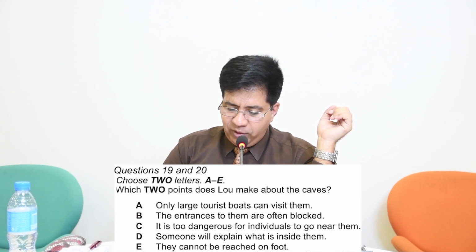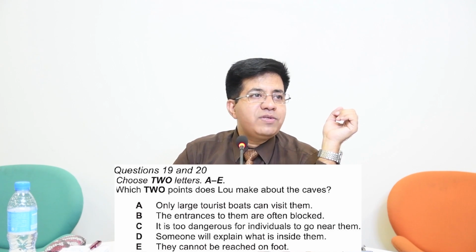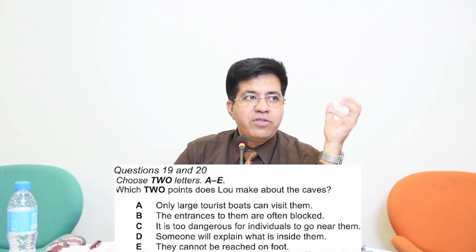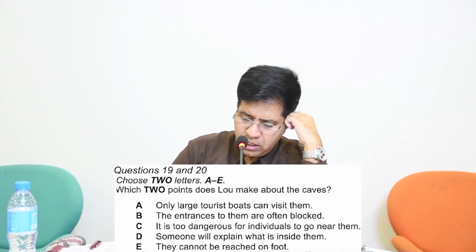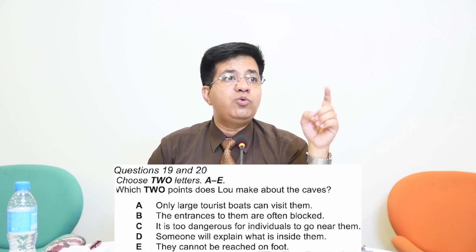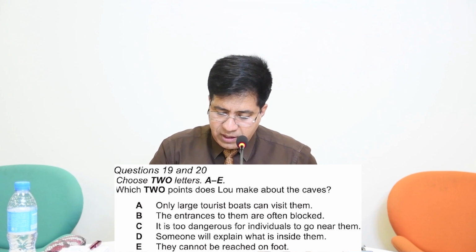Option A, only large tourist boats can visit them. Now, if in the audio he says, we'll go there in small tourist boats, or you can go there in a small tourist boat or canoe, canoe is a small boat. Option B, entrance to them are often blocked. If he says entrance to them, what do they mean by them? Caves, well done.